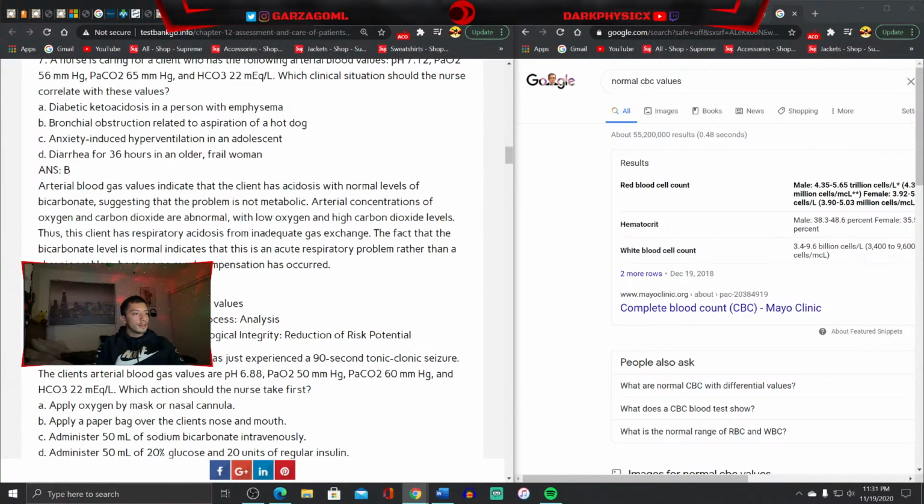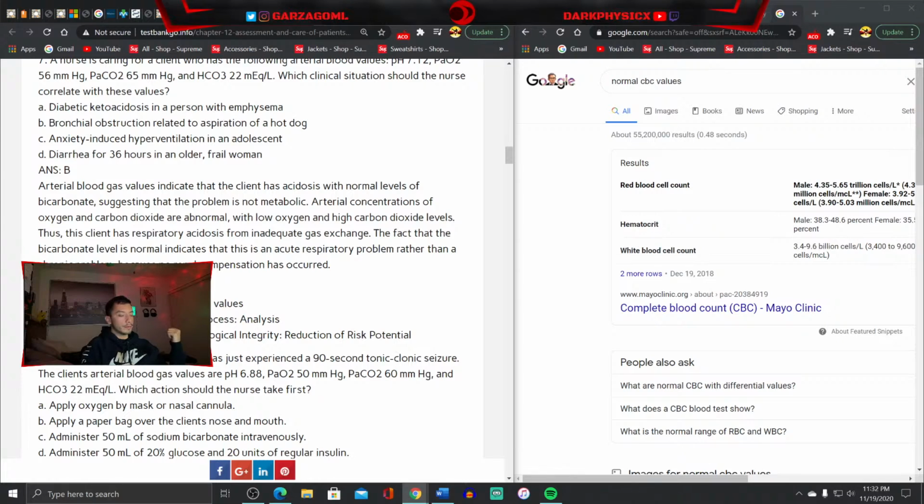Tight. Okay. A nurse is assessing a client who has experienced a 90-second tonic-clonic seizure. Seizures can cause metabolic acidosis, I believe, because of lactic acid buildup from anaerobic metabolism, I think. So let's continue. The client's arterial blood gas values are pH of 6.88. God dang. Super acidic.